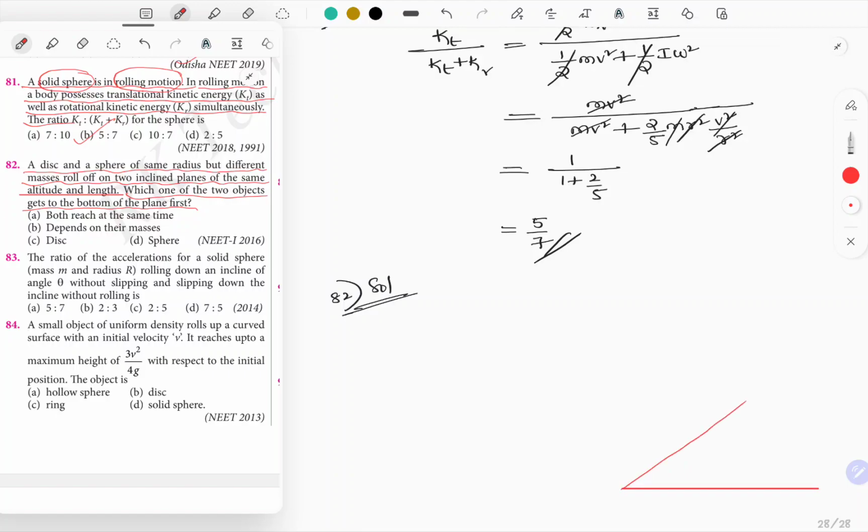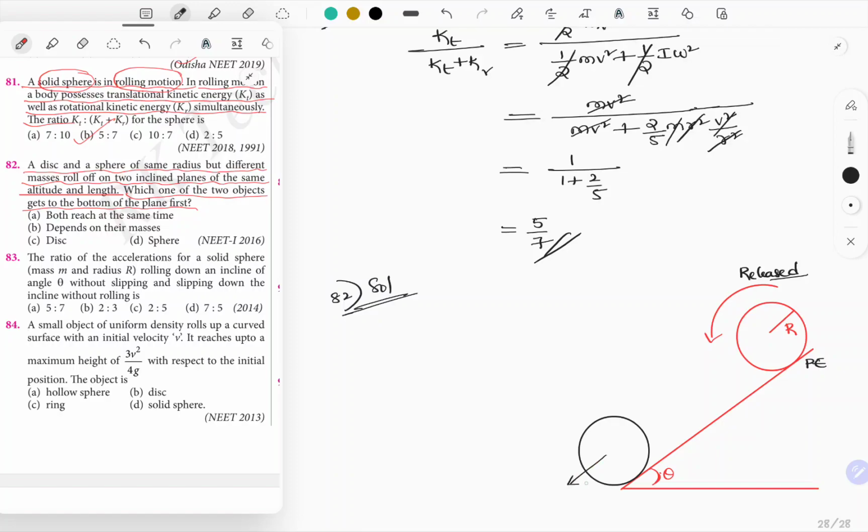So try to understand all the points that I am going to give. Let me consider one object which is rolling on the inclined surface. Angle of inclination of this is theta, radius of the object is r. Let's say as it is released initially, what kind of energy it will be having? It will be having only potential energy. When it reaches bottom, the potential energy is converted into kinetic energy, right? So it is having kinetic energy at the bottom.